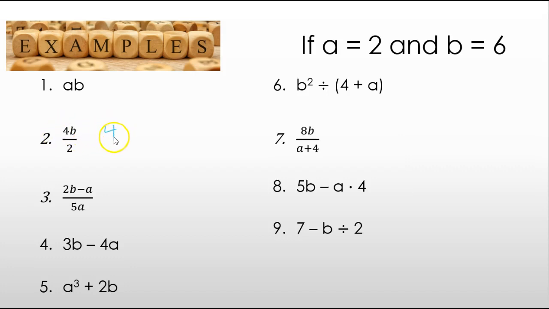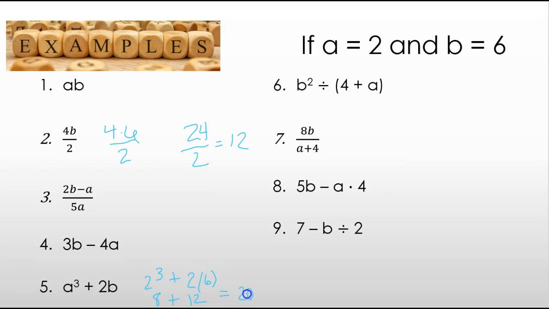So we have 4 times b divided by 2. So 4 times 6 is 24, and then 24 divided by 2 is 12. Let's look at number 5. So we have 2 cubed plus 2 times b, which is 6. So 2 cubed is 8 plus 2 times 6 is 12. So that would be 20.